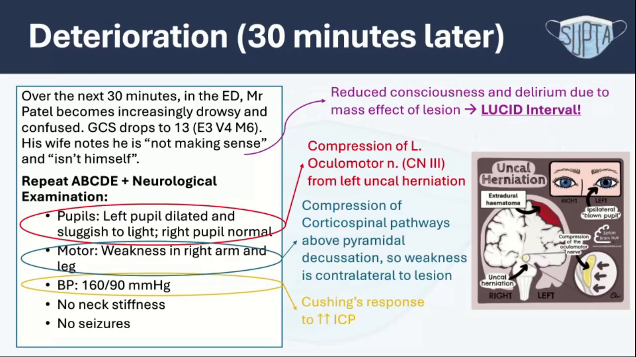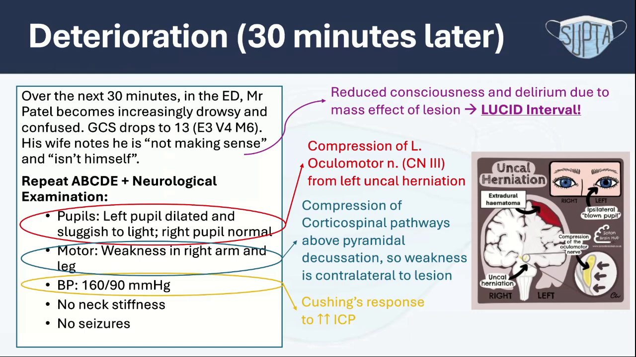So here the medial temporal lobe is being pushed downward, compressing the ipsilateral oculomotor nerve, so on the same side. So where the uncus basically herniates, it's on the same side. It causes a lesion on top of the oculomotor nerve, giving a dilated pupil on the same side. It can also compress descending motor pathways called the corticospinal pathway, producing contralateral weakness and worsening consciousness.